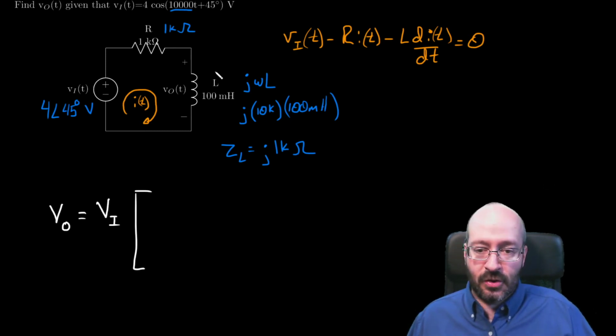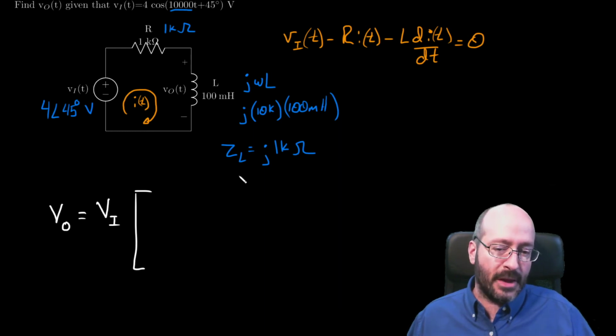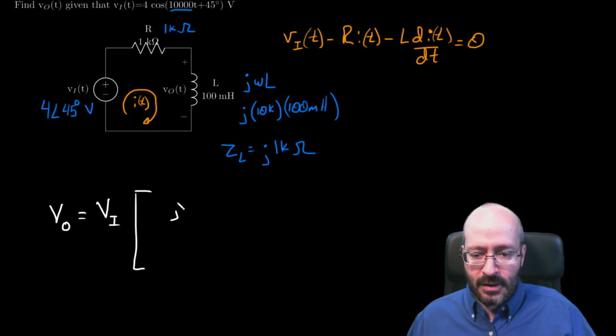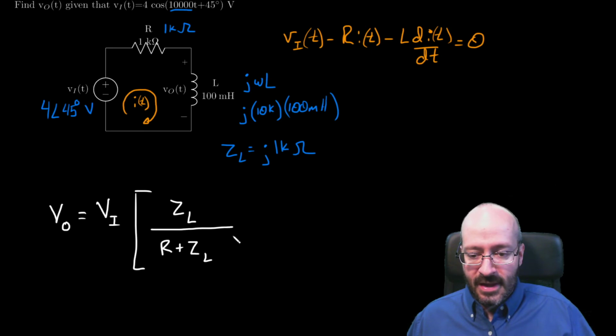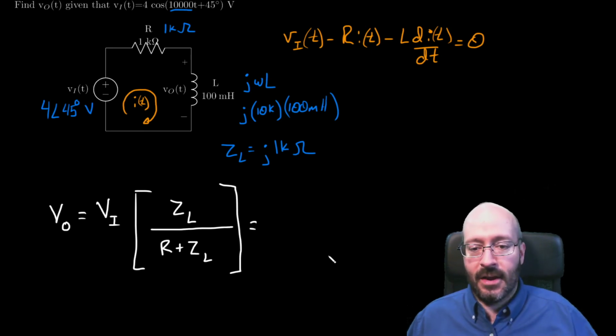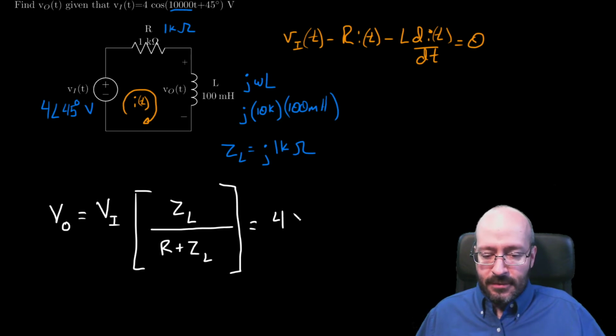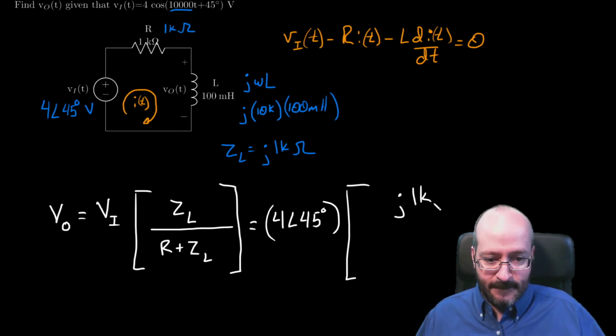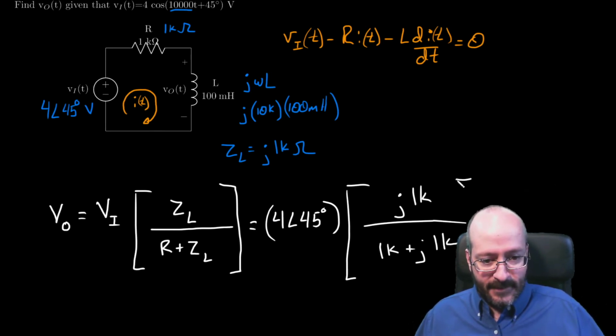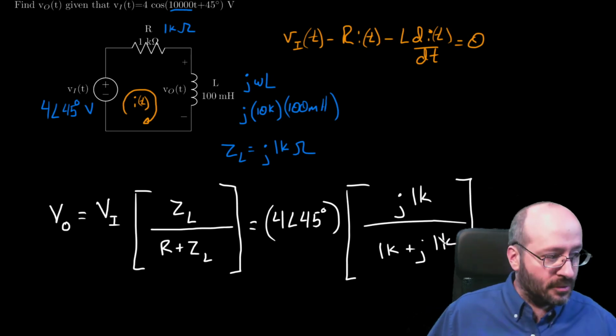I want to know the voltage across this inductor, but I use the impedance, right? It's got to be in ohms. So it's going to be, let me write it symbolically, Z_L over the series combination of these two, R plus Z_L. Okay, so now we just plug in values. 4 at an angle of 45 degrees, and this is j 1k over 1k plus j 1k. Abusing those SI prefixes, right?